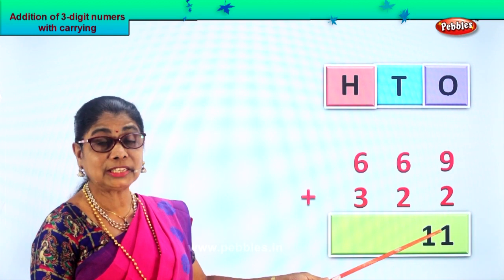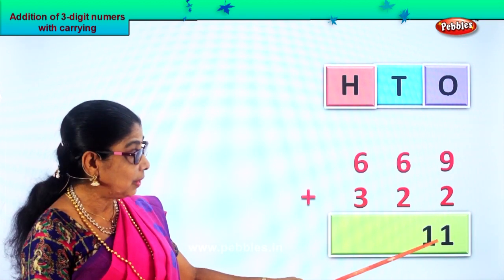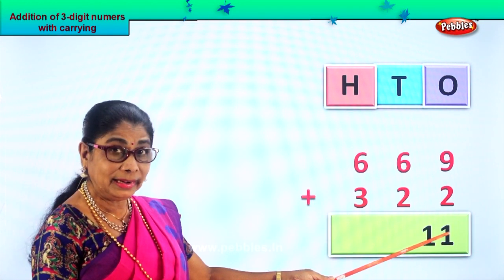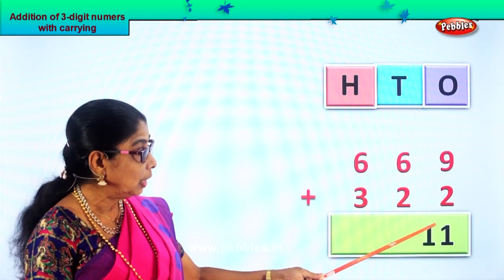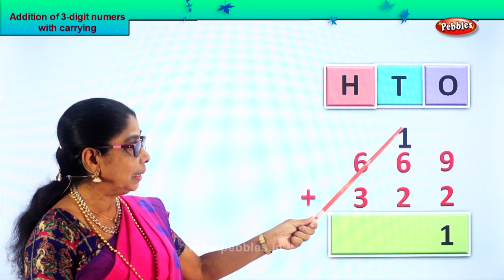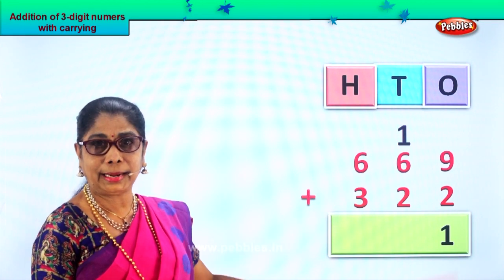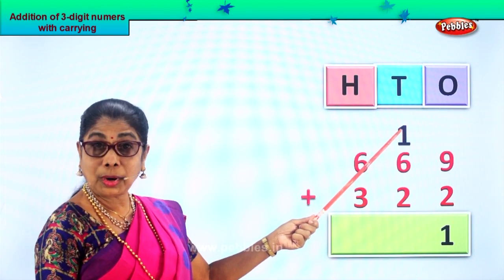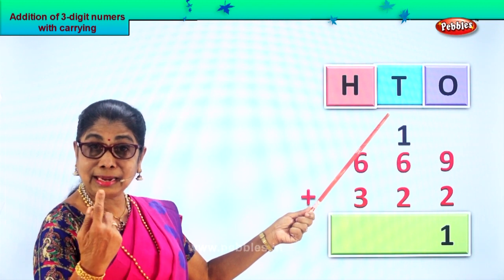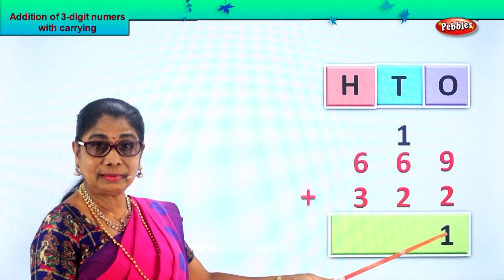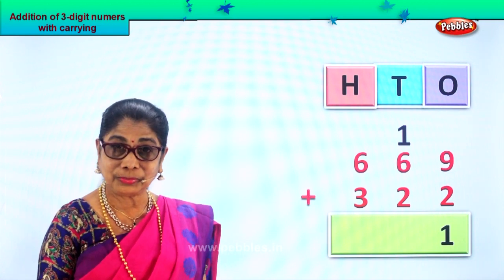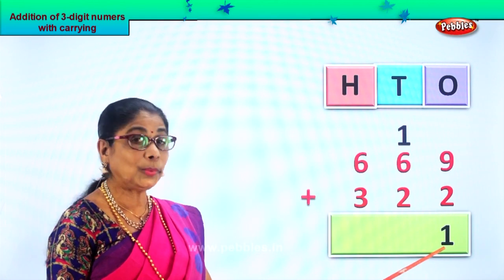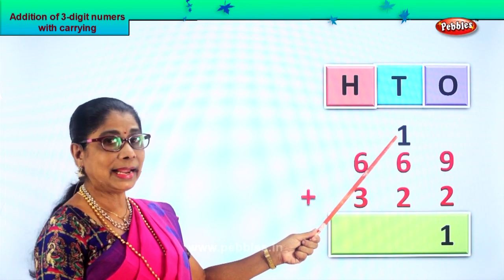Remember, 10 ones make 1 ten. So although we have 11 ones in the ones place, we'll put 1. And we take the 10 ones and put it in the tens place. 10 ones make 1 ten, so it goes to the tens. And the remaining 1 we have here. 10 plus 1 is 11. Yes? Clear? So in the ones place we have 1, and the 1 ten has gone up here.